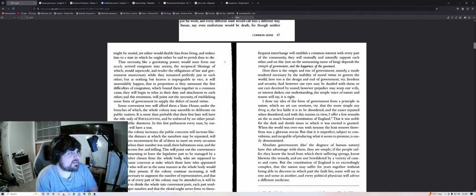State of nature. Thus, necessity, like a gravitating power, would soon form our newly arrived immigrants into society.